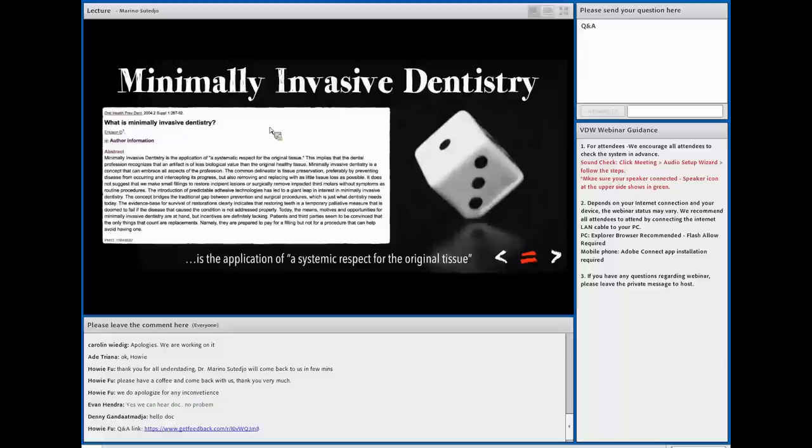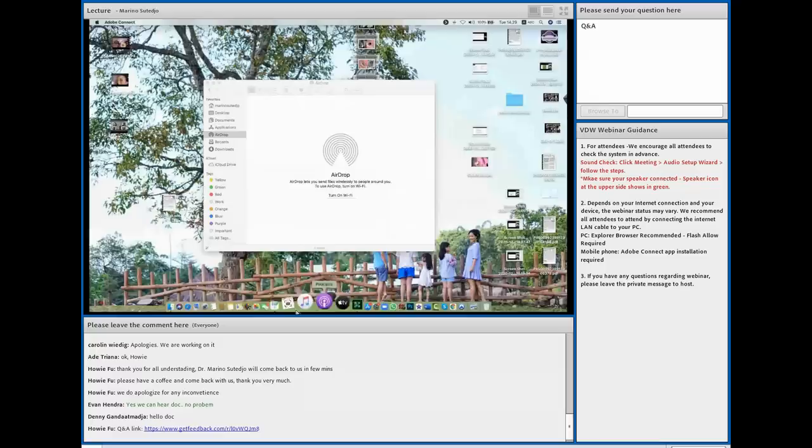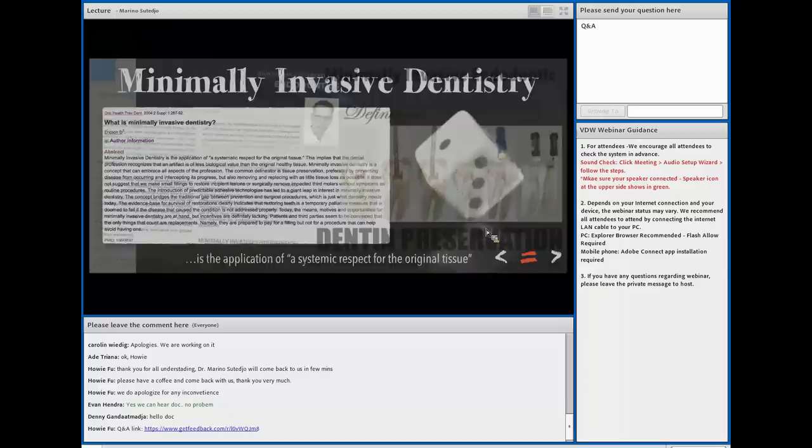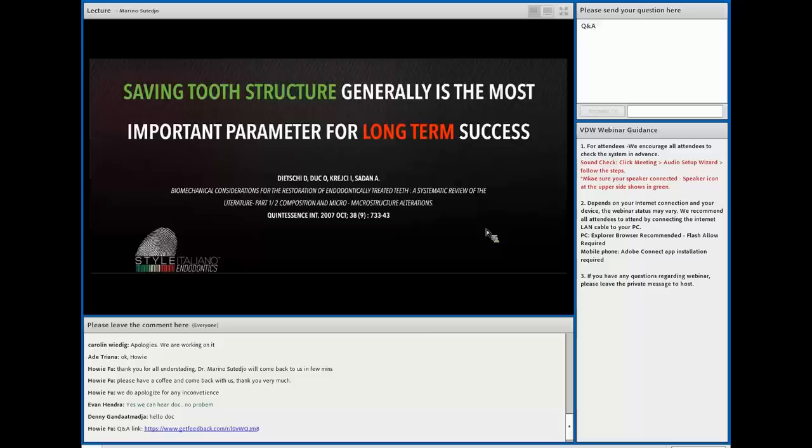We have heard many times many terms about minimally invasive dentistry. What minimally invasive dentistry is, is how we can apply a systemic respect for the original tissue. And from this minimally invasive dentistry, we come with the term minimally invasive endodontics. There is a good journal study by Berkwin on what he meant by minimally invasive endodontics, and what we need to understand about this is dentin preservation. Because nobody wants to do maximally invasive endodontics, people will try to focus on minimally invasive endodontics. It means we need to preserve our dentin as much as practical, and saving tooth structure generally is the most important parameter for long term success.